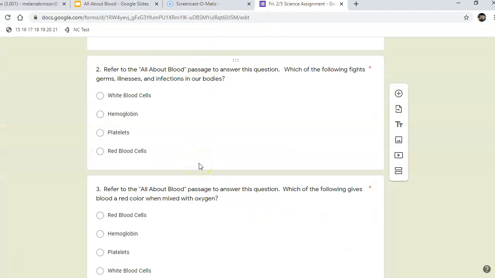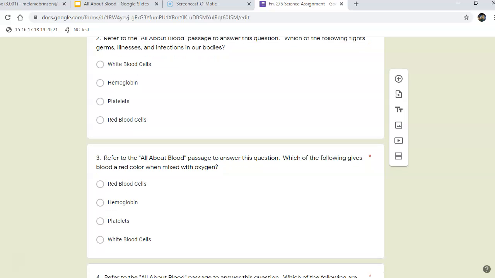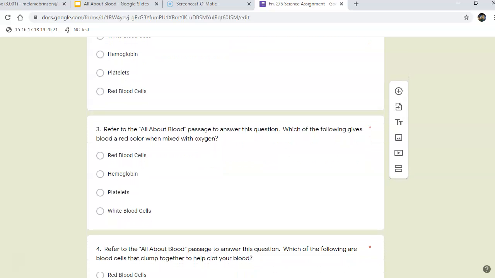So, white blood cells, hemoglobin, platelets, or red blood cells? Which of those fight germs, illnesses, and infections? Number 3, refer to the All About Blood passage, so the passage again. Which of the following gives blood a red color when mixed with oxygen?